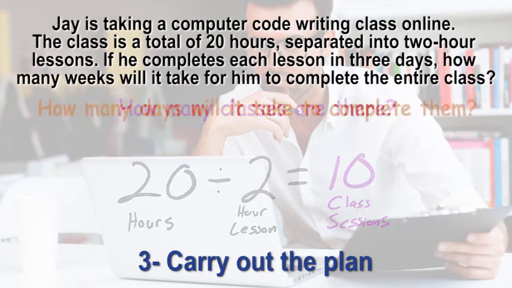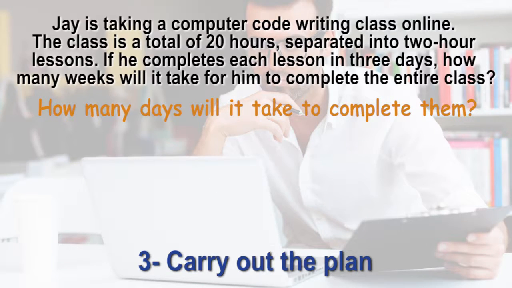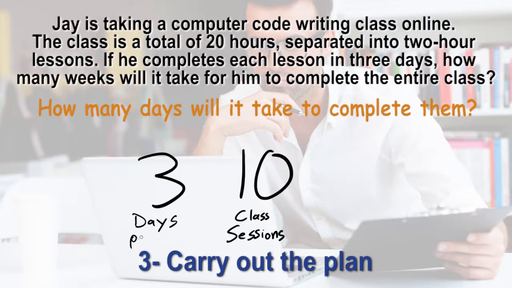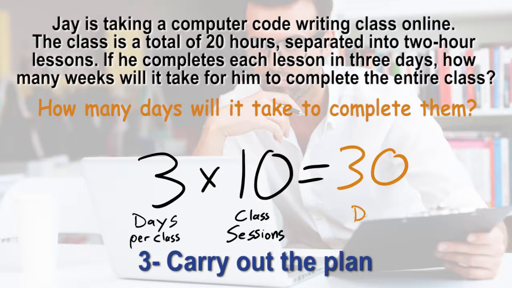Now we need to find out how many days it will take to complete all of the classes. We now know that it is 10 class sessions, and if it takes 3 days to complete each class, then 3 multiplied by 10 equals 30, or 30 days to complete the class.